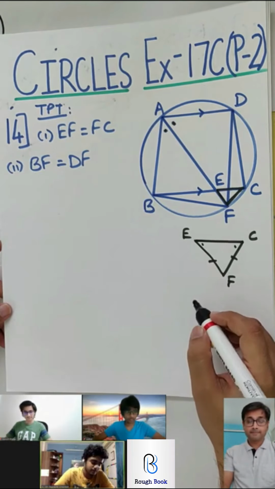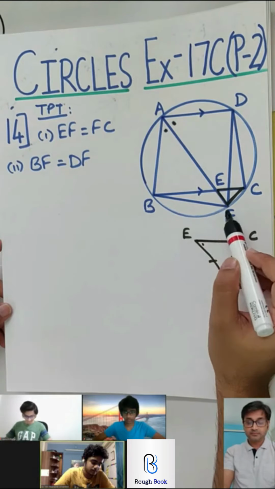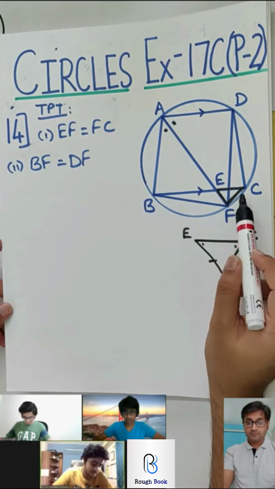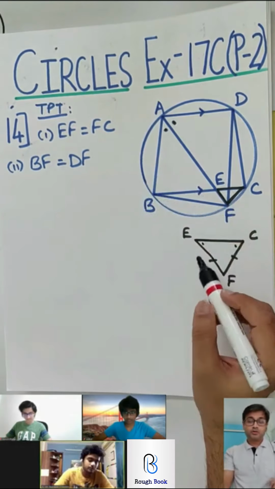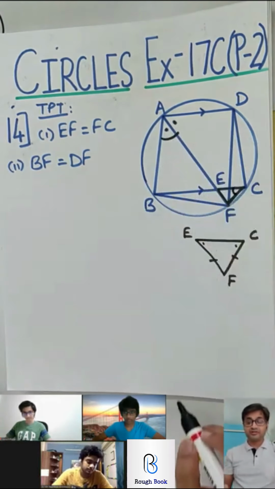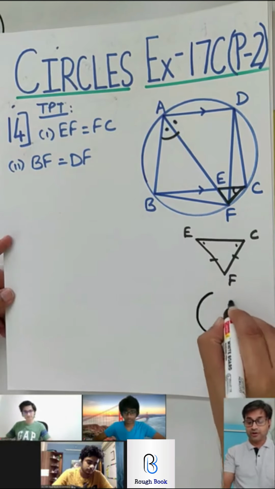So when we notice for EF, we have the angle BEF, and for FC, we have the angle BCF. So these two angles are inscribed within the same chord. Super, bullseye. That's the bullseye he has given. It's very difficult to identify this, but he has actually pointed it out well.